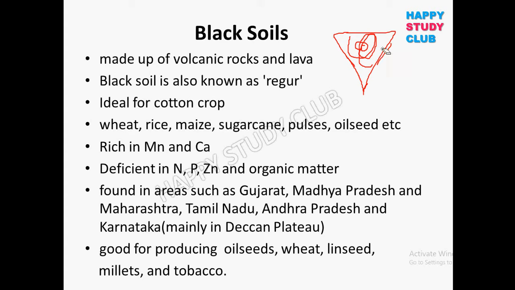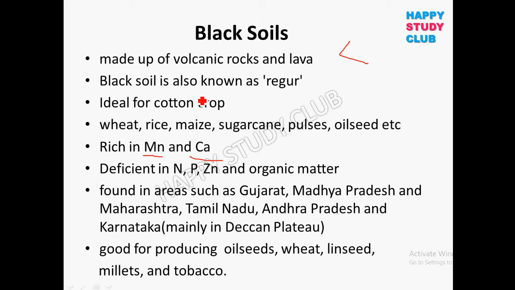Okay, now and also in Gujarat and Madhya Pradesh we can find black soils. Wheat, rice, maize, sugarcane, pulses, and oilseeds can be grown in black soils. They are rich in magnesium carbonate and calcium carbonate, but they are deficient in nitrogen, phosphorus, zinc, and organic matter. Also, these black soils are less fertile than alluvial soils.